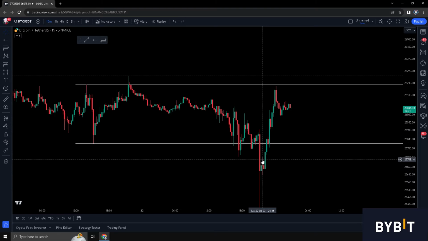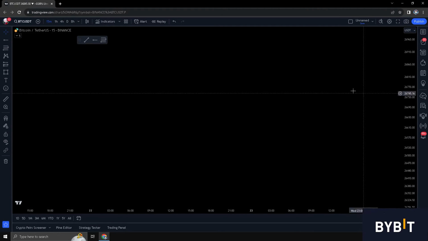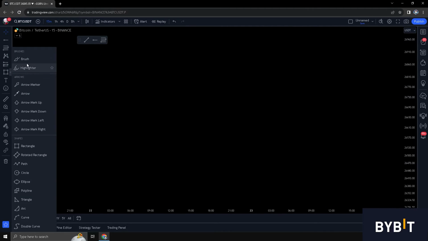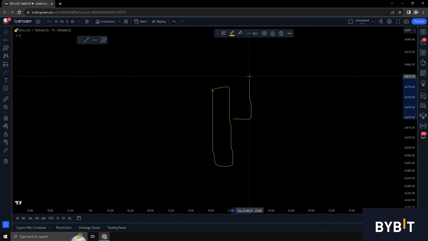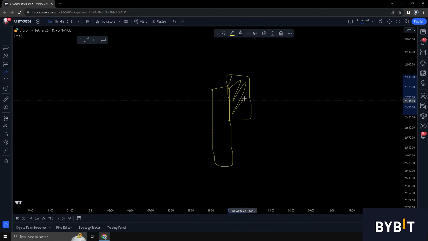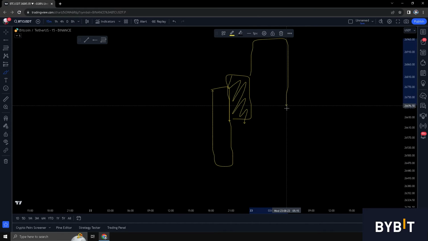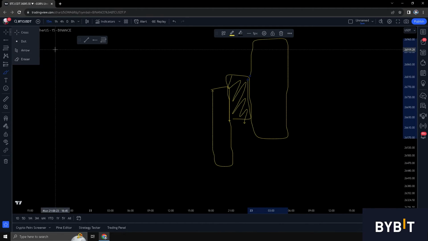Now for order blocks, how you're going to get them, I will do a small representation of that. There is a large green candle, okay, then there is a middle red candle, let's mark red like this, and then there is a large green candle. Okay, this is the first step.